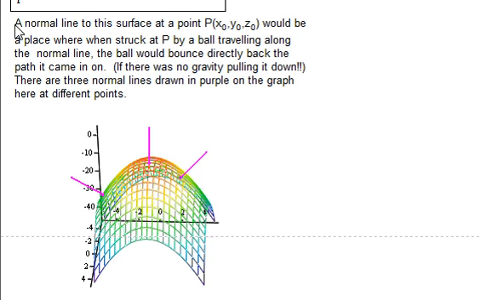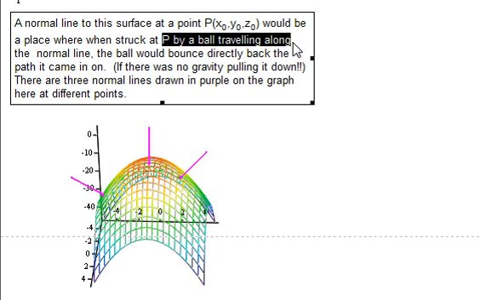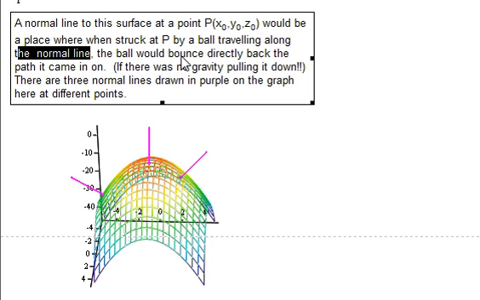A normal line to a surface at a point P(x, y, z), this point or this point or this point, would be a place where, when struck at P by a ball traveling along the normal line, the ball would bounce directly back the path it came in on, if there was no such thing as gravity pulling it down. So in other words, a ball comes in, bounces here, would bounce straight back. It's a normal line. Bounces here, bounces straight back. Bounces here, would bounce straight back.